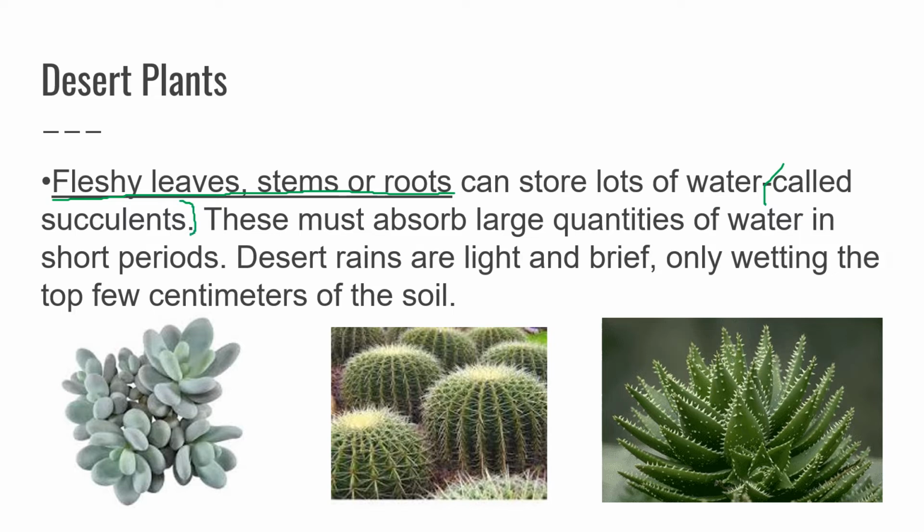Very popular nowadays. They look something like this. Sometimes there's little mini ones that look like this. I've had some in my classroom before, and people love to have these indoors because they really don't require a whole lot of upkeep. You water them like once a week and they're good to go. These types of plants must absorb large quantities of water in short periods because the water only comes every once in a while. Desert rains are light and brief, only wetting the top few centimeters of the soil.